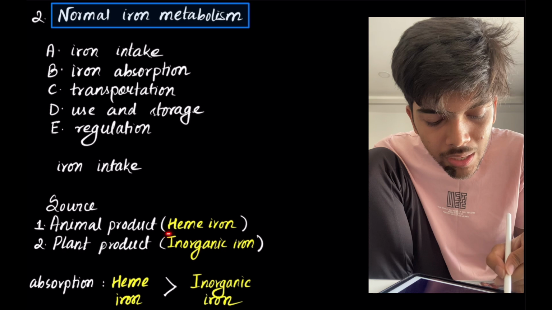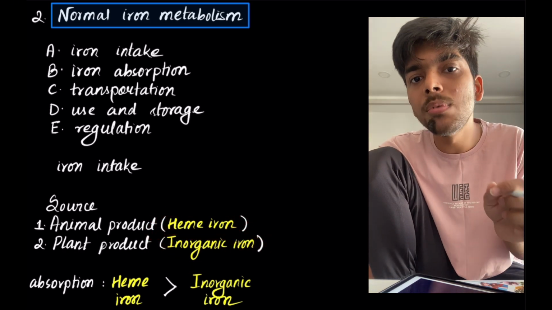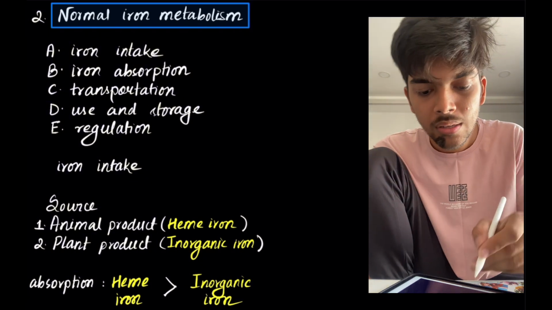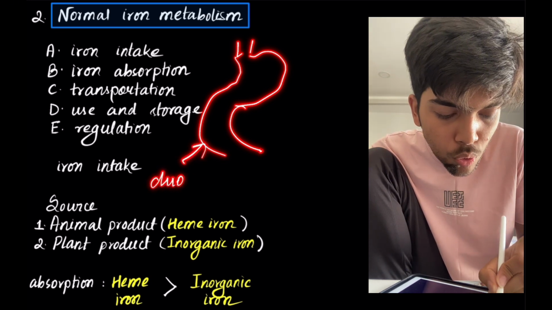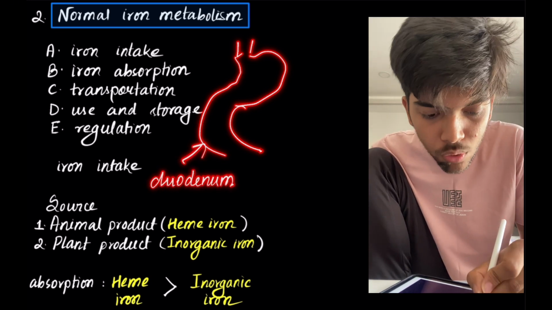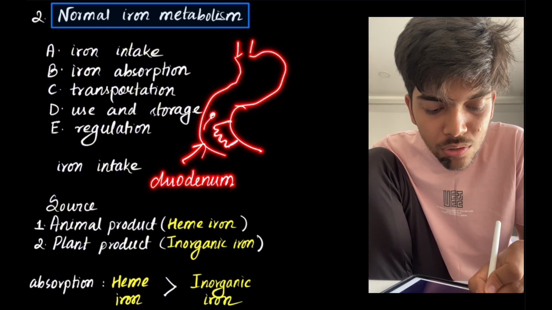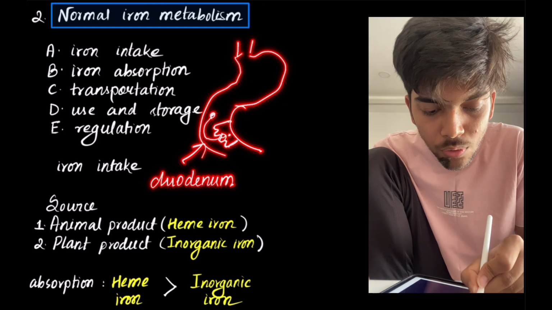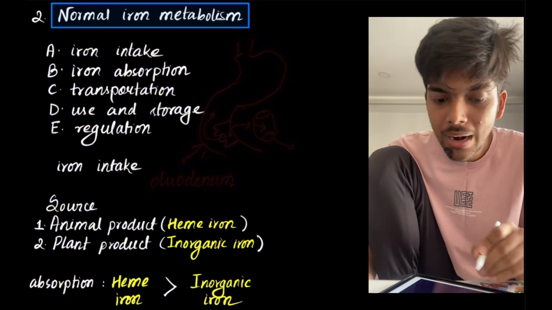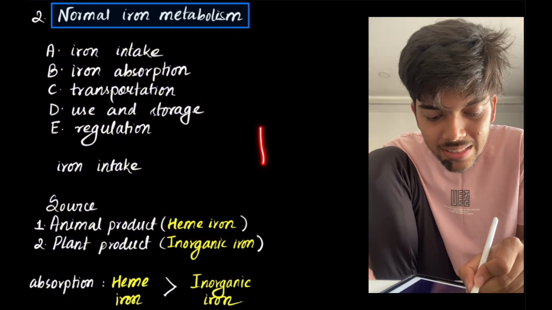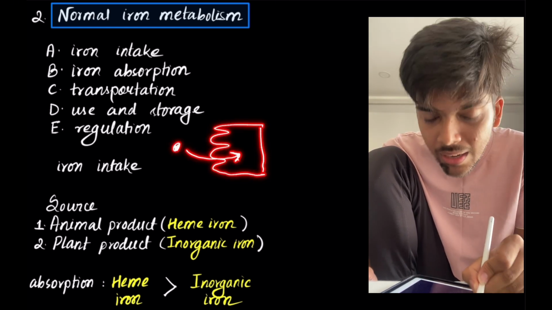Now, the difference between heme iron and inorganic iron is that heme iron is directly absorbed into the enterocyte of your gut. See, there's your stomach and then there's your duodenum. It's in the duodenum where iron gets absorbed. The duodenum is lined by the cells of the intestine, which are called enterocytes. Iron is to be absorbed into the enterocyte, then it goes finally into the blood and is transported to different parts of the body. Heme iron is directly absorbed inside the enterocyte.